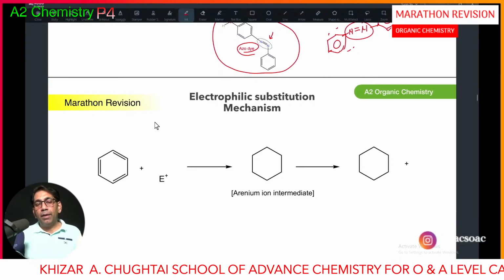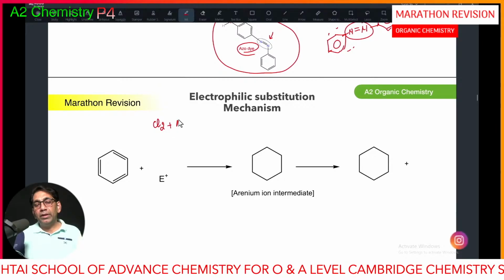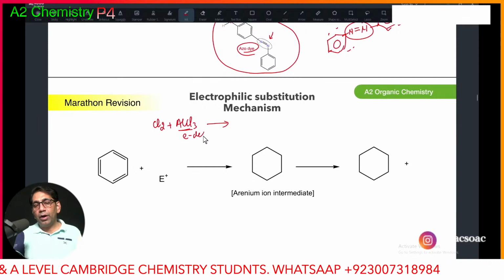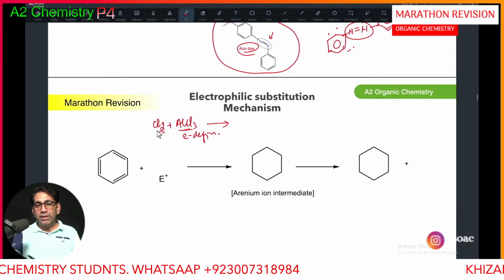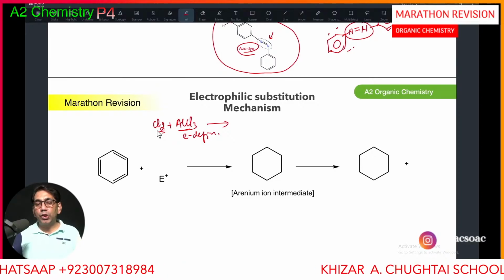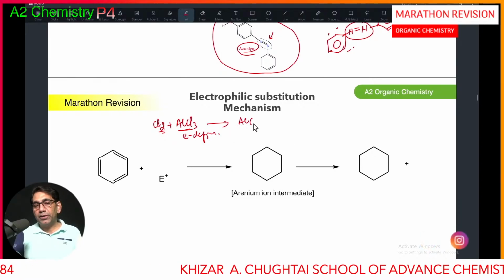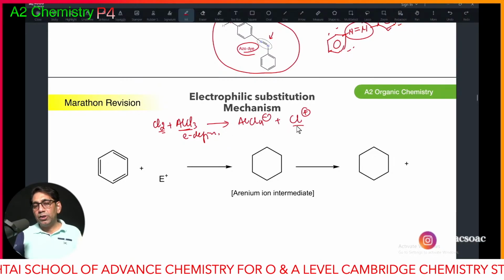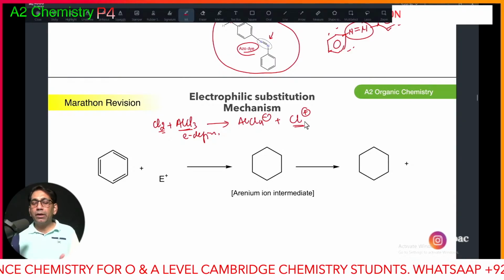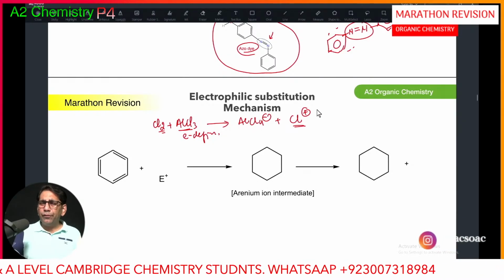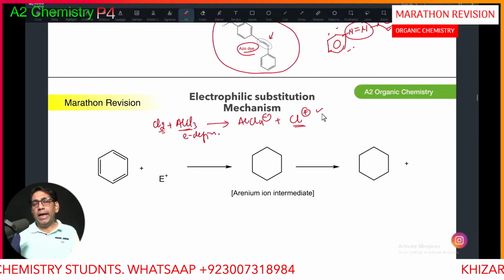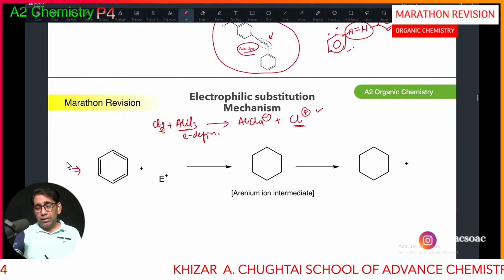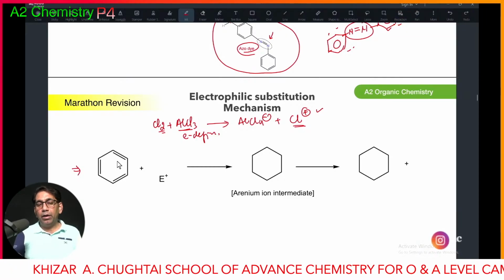For example, I'm reacting Cl2 with AlCl3. You know this AlCl3 is an electron deficient molecule. It will snatch the Cl with its lone pair. So first of all, there is formation of AlCl4 negative ion plus Cl, and this Cl is changed into a positive ion. It has become an electrophile. So the first step is to generate the electrophile. Now, this is the basic theme of the mechanism.